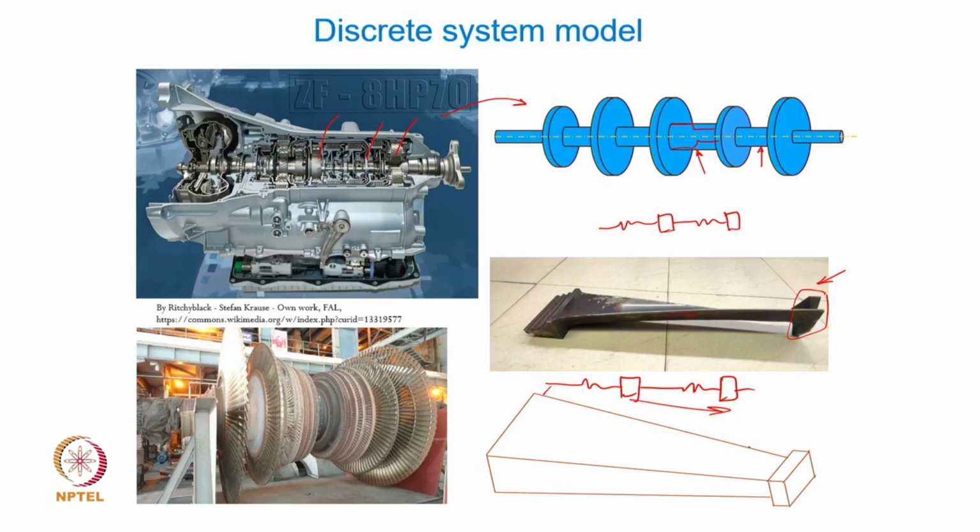A cantilever like this may also be represented by modeling it as a distributed parameter system, wherein the mass and the stiffness property will be a continuous function of the variable x, which defines its position all along the length. Those kinds of models are called distributed parameter models, where you can't discretize and then lump them at some discrete locations.